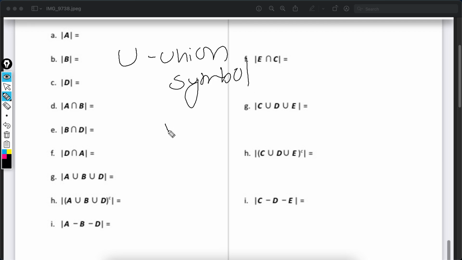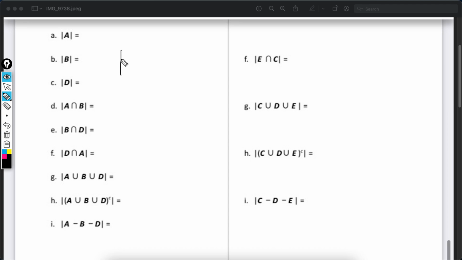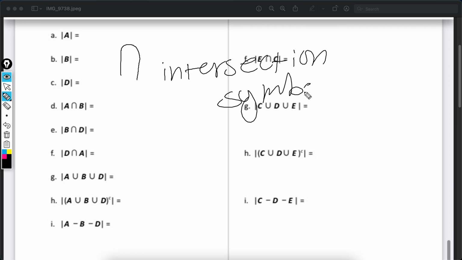You could also think of it as an "or," right? So if you see union, A or B or D, okay? That's what union stands for. Then we have this one that looks kind of like an N. This one's called the intersection symbol. You can read this one as an "and," okay?